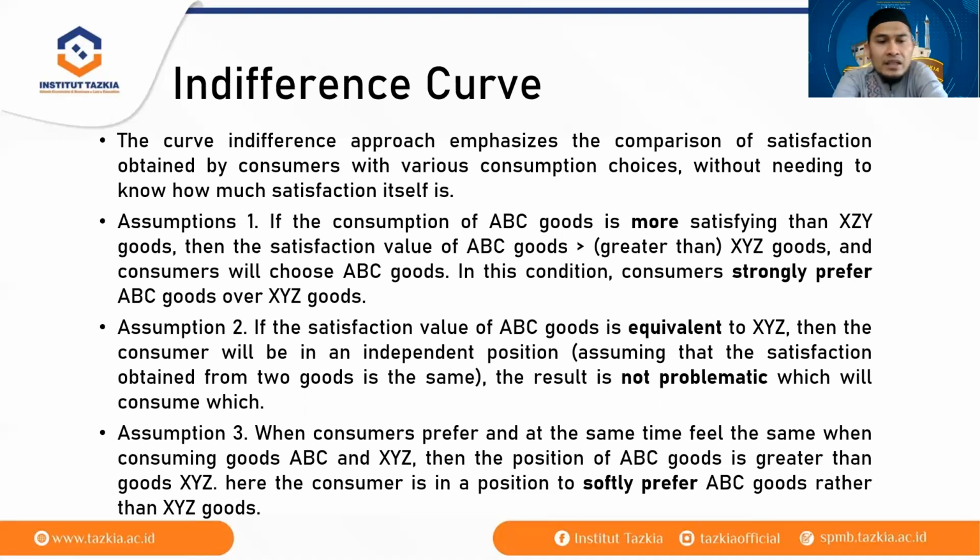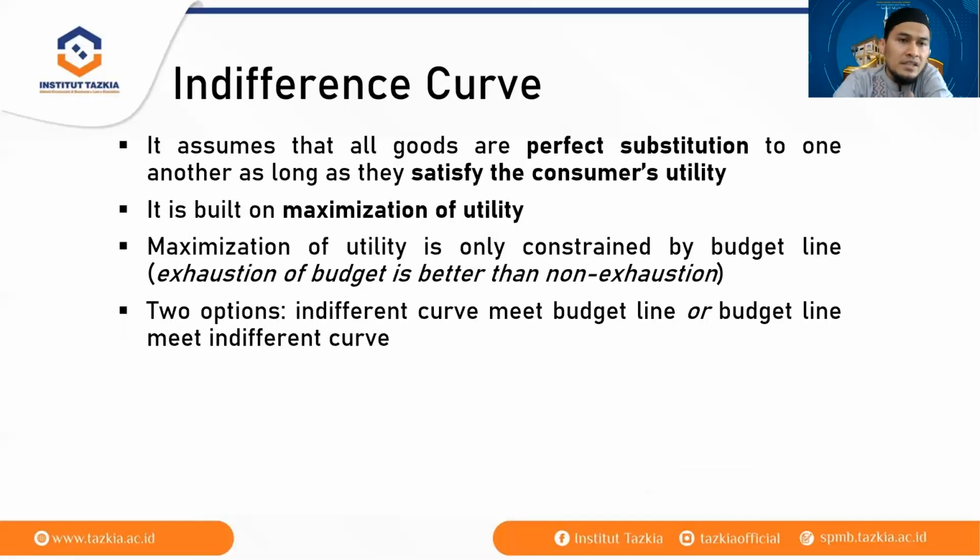Assumption 3: when consumers feel the same when consuming goods ABC and XYZ, but at the same time slightly prefer one, then the position of ABC is greater than XYZ. Here the consumer is in the position of softly preferring ABC rather than XYZ. Let's come to the curve itself. Indifference curves assume that all goods are perfect substitutes for one another as long as they satisfy the customer's utility, so it is built on maximization of utility.